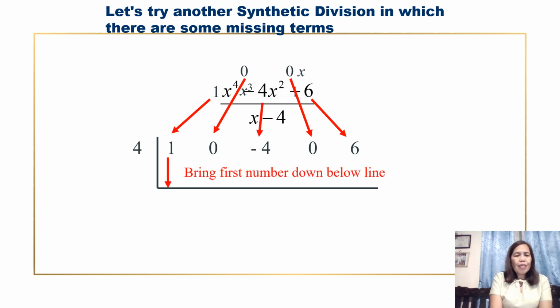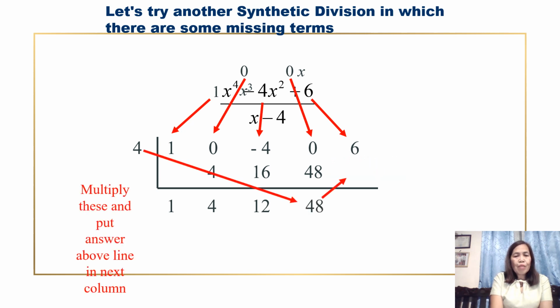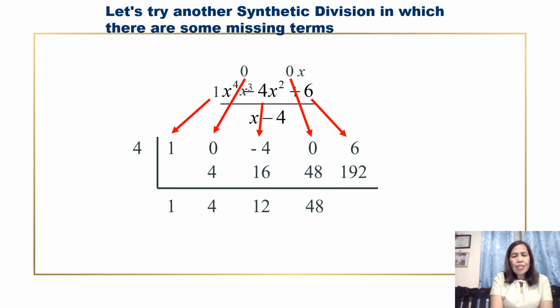Okay? Then, bring down 1, multiply. 1 times 4 is 4. 0 plus 4 is 4. 4 times 4 is 16. Negative 4 plus 16 is 12. 12 times 4 is 48. 0 plus 48 is 48. 48 times 4 is 192. Plus 6 is 198. So that's the remainder.